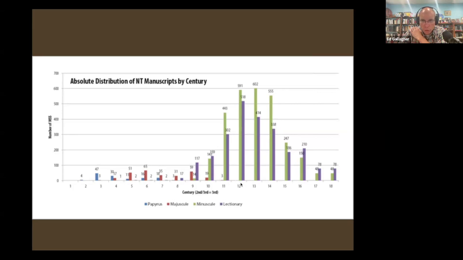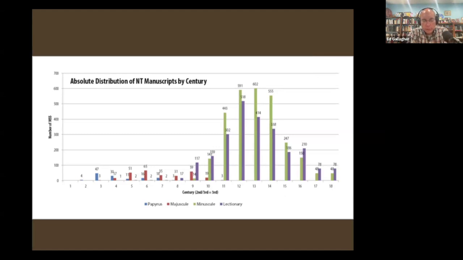And then in the 12th century, you get more. In the 13th century, you get the most, or at least you get the most minuscules, 602 minuscules in the 13th century and 414 lectionaries. And he's even got all the way down to the 18th century on here, 48 minuscules and what does that say? 78 lectionaries.